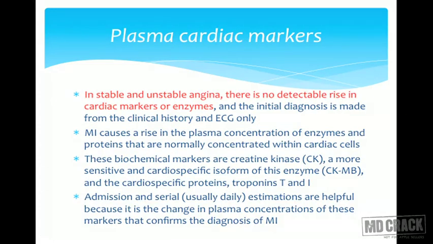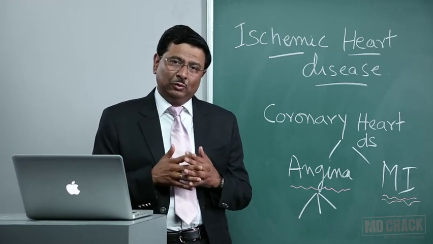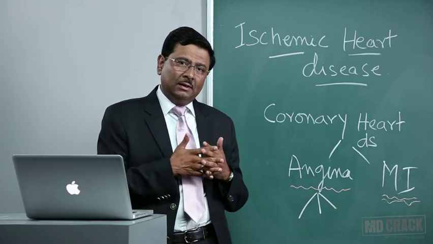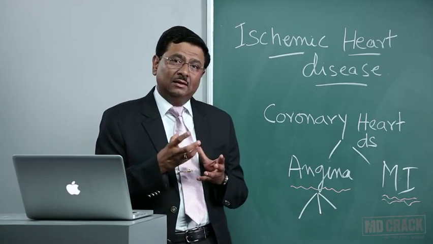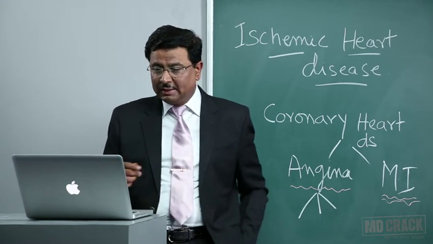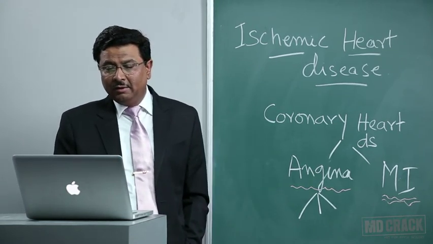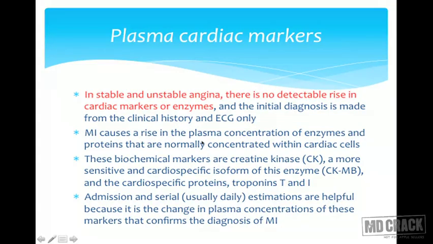In stable and unstable angina, there is no detectable rise in cardiac markers or enzymes. Please remember this point, as I have already briefed you initially, that in case of stable and unstable angina, there is only ischemia. There is no actual myocardial cell death. So there will be no rise in the cardiac markers or enzymes, and the initial diagnosis is made from the clinical history and ECG only.